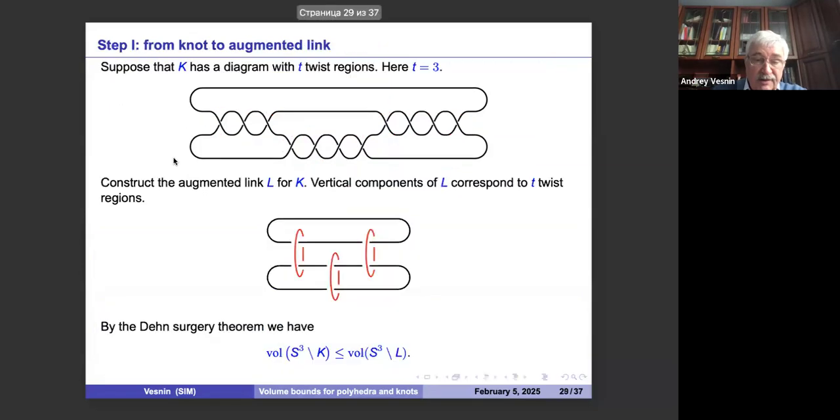Let me tell you the idea of the proof of Lackenby's result, which is similar to our proof. Let's start with the diagram. You have three twist regions, and if we construct an augmentation of this knot, it will be a link, and we replace each twist part by a new component represented here by red. So in this example we have three twist regions, so we create three new components, presented here in red, and it's a standard result that the knot can be obtained by Dehn filling from this augmented link. So the volume of the knot is bounded by the volume of the link.